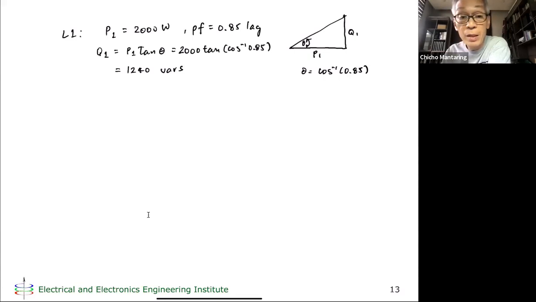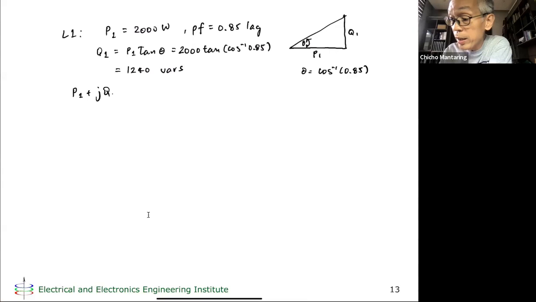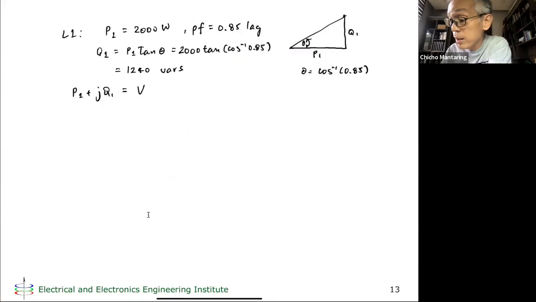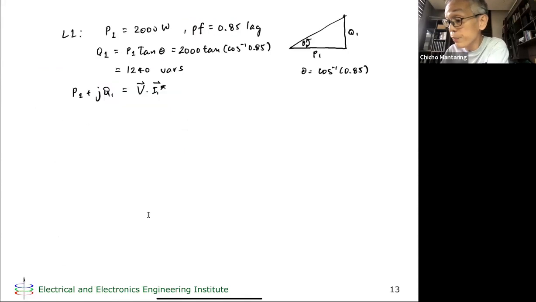I know that the complex power P1 plus jQ1 should be equal to the phasor V multiplied by I1 conjugate, the conjugate of this particular current.